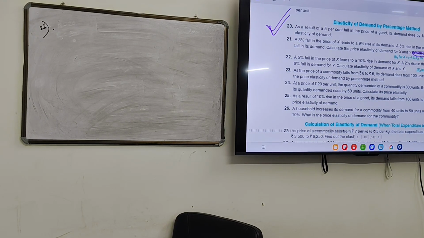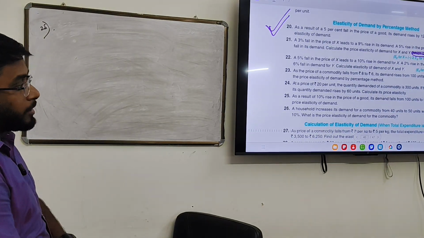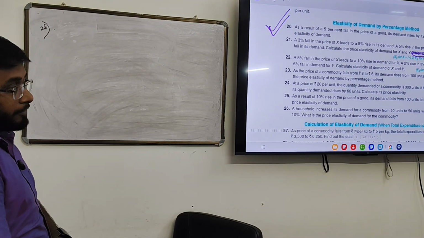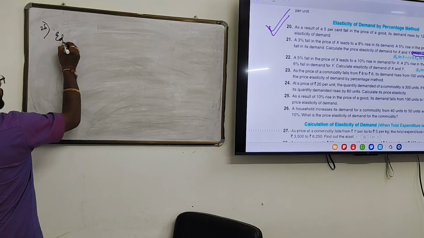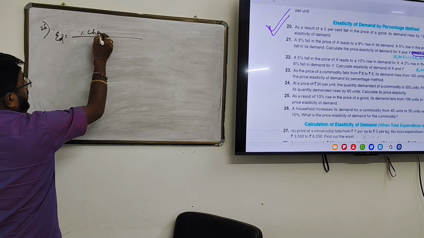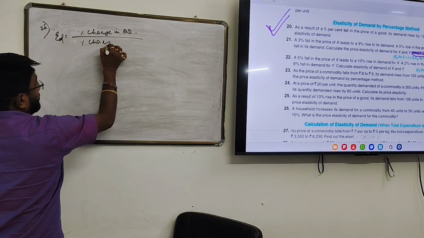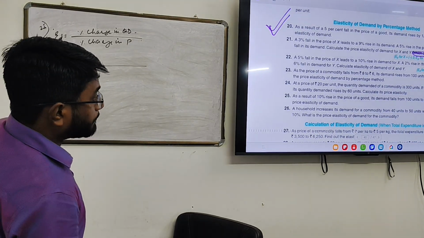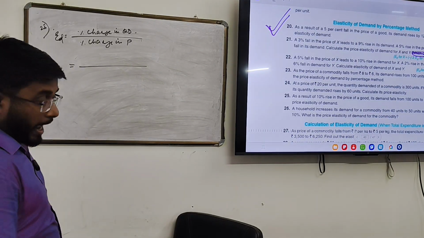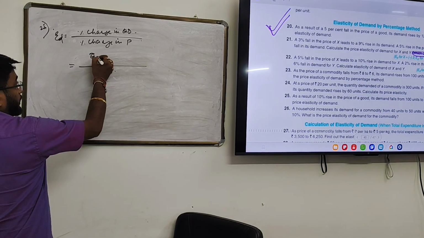Question number 25. As a result of a 10% rise in the price, its demand falls from 100 to 90 units. Find out the price elasticity of demand. ED equals percentage change in QD by percentage change in price. In this question, percentage change in price is directly given. It is a rise, so 10% is a positive value, but demand is not directly given in percentage.